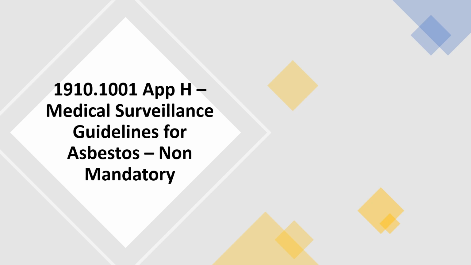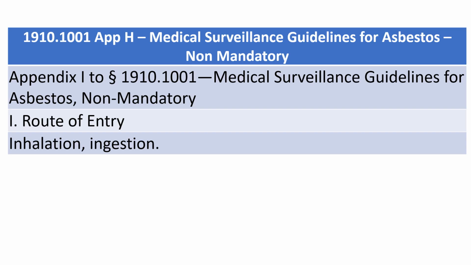1910.1001 Appendix H, Medical Surveillance Guidelines for Asbestos, non-mandatory. Appendix I to Section 1910.1001, Medical Surveillance Guidelines for Asbestos, non-mandatory. 1. Route of entry: inhalation, ingestion.